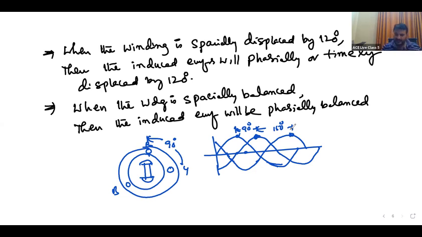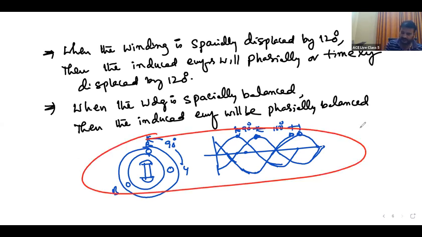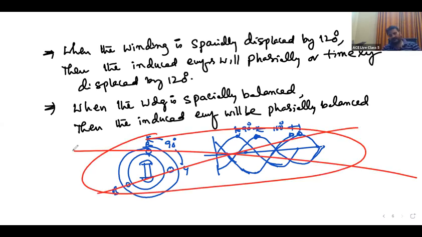But this is not preferred. We do not prefer this type of voltage, 150 degrees. So we don't want this type of waveform. The winding must be balanced.